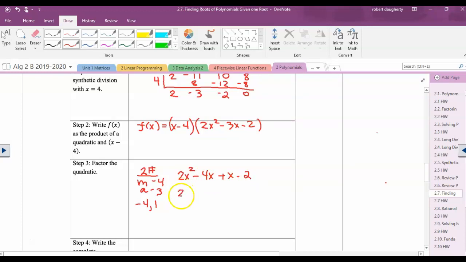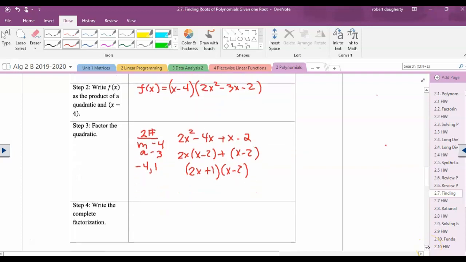These first two terms have 2x in common: 2x times x minus 2, plus x minus 2. So this is what? 2x plus 1 times x minus 2. So what is the complete factorization of this polynomial? It's f of x equal, what was the first factor that I knew before I even started? Yeah, x minus 4. And then the other factors are 2x plus 1 and x minus 2.